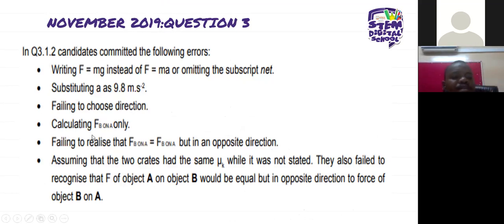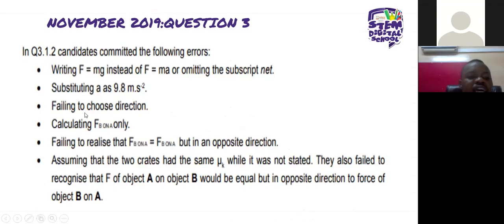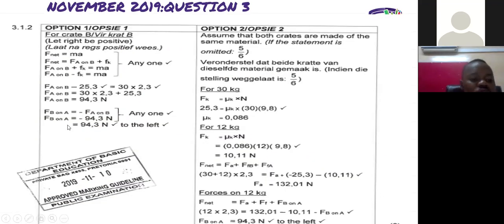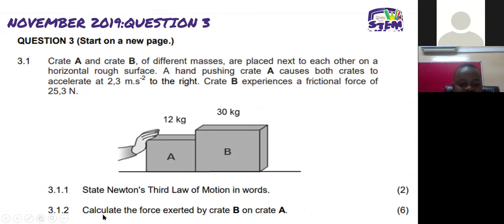Learners will then be calculating FB on A only. Now, what does that mean? It means the learner actually ends there by 94.3 newtons, and the learner does not give direction. That is a problem, my dear learners, because they said calculate the force. So the force is a vector. So you need to give us direction.